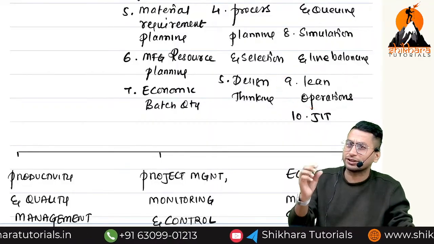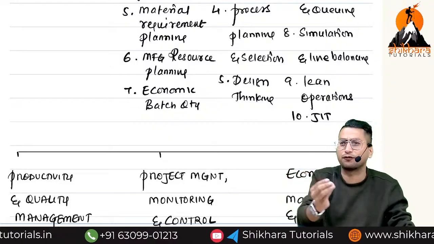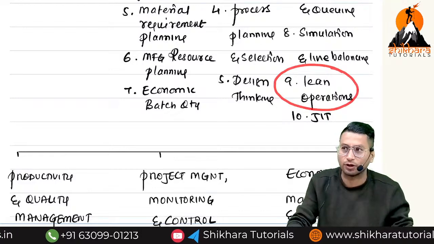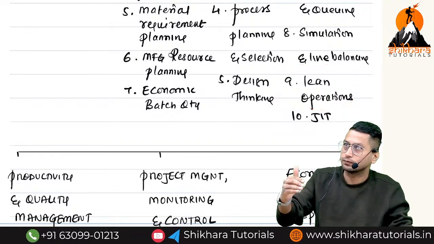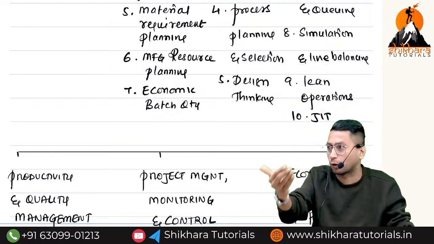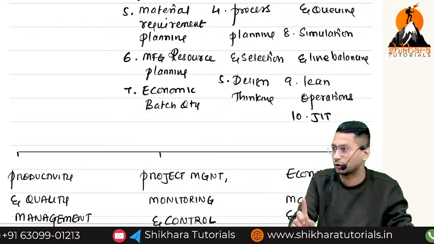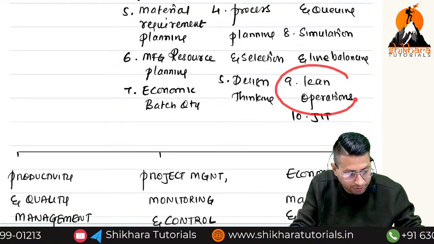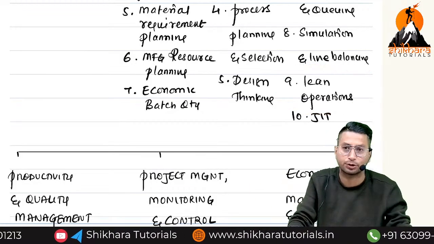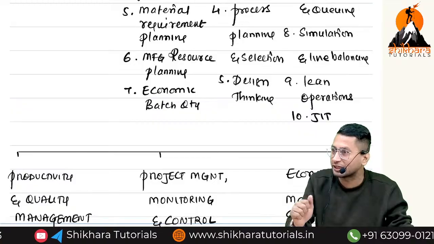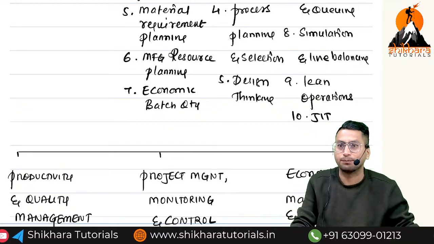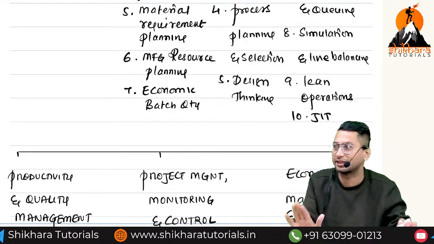Lean operations is a very small concept, like half a page, and I will explain it in just one line. The lean operations concept was followed and became popular because of Toyota Motors. Have you heard about Toyota Motors? Toyota Motors made popular a concept called lean operations, wherein lean operations means minimum wastage should be done. Simple. Minimum wastage of raw materials and anything should be done.